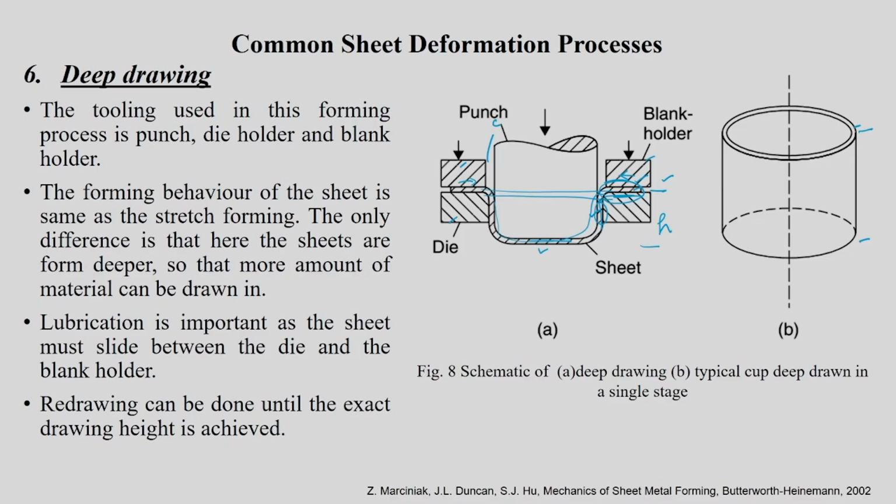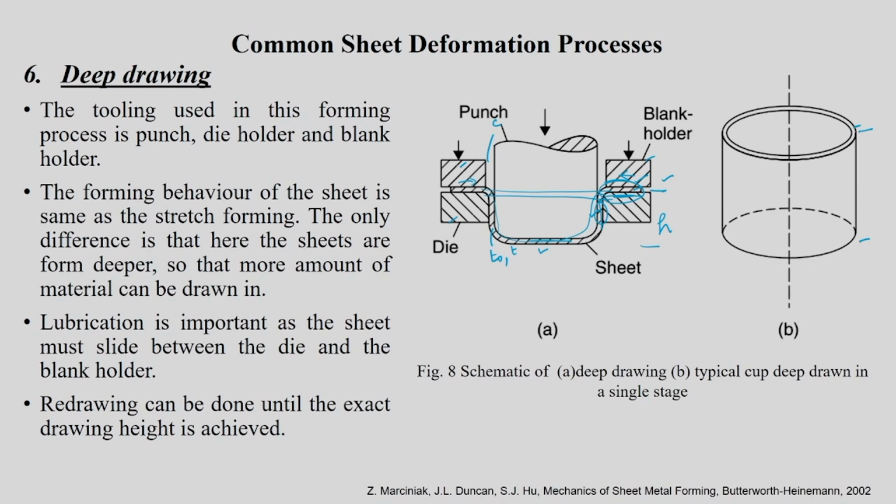That actually depends on the sheet thickness. Let us say the initial thickness is T naught, and the instantaneous thickness is, let us say, T. So, this clearance should take care of this particular thickness. For example, if you have a 2 mm thick sheet, the clearance should be slightly larger than this 2 mm thickness. That is the way you have to give clearance. There are formulas available for that, so one can look into it.